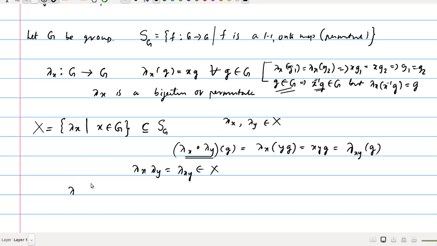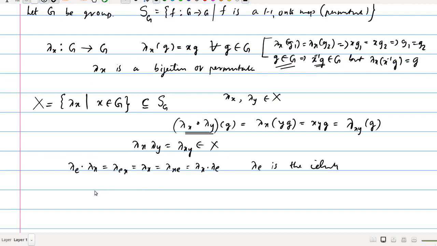Obviously, since e belongs to G, then λ_e belongs to this X. This λ_x will give λ_x(e) = x·e, or λ_x is the same as x, which is equal to λ_(xe), that is equal to λ_x λ_e. This shows that λ_e is the identity of this X, that is, the identity permutation.